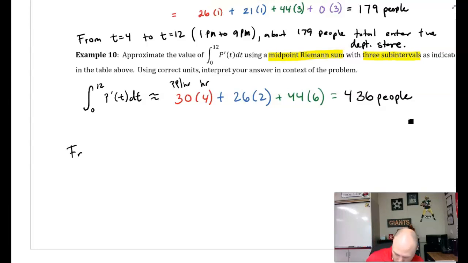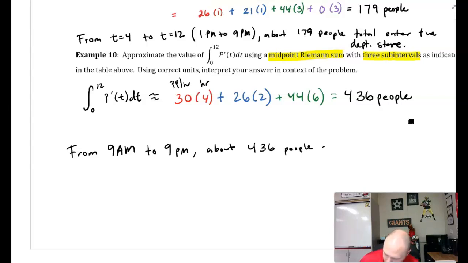Well, from 9 a.m. to 9 p.m., about 436 people total. I'm going to use that word total. Total people entered the department store.